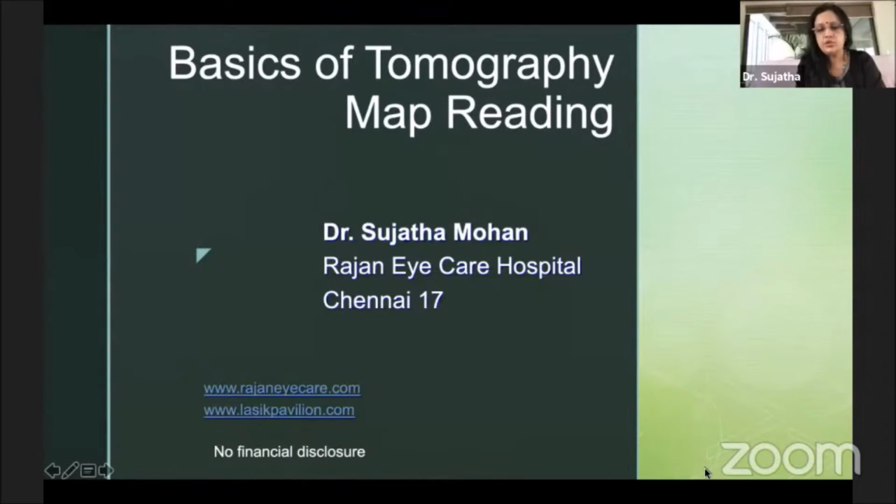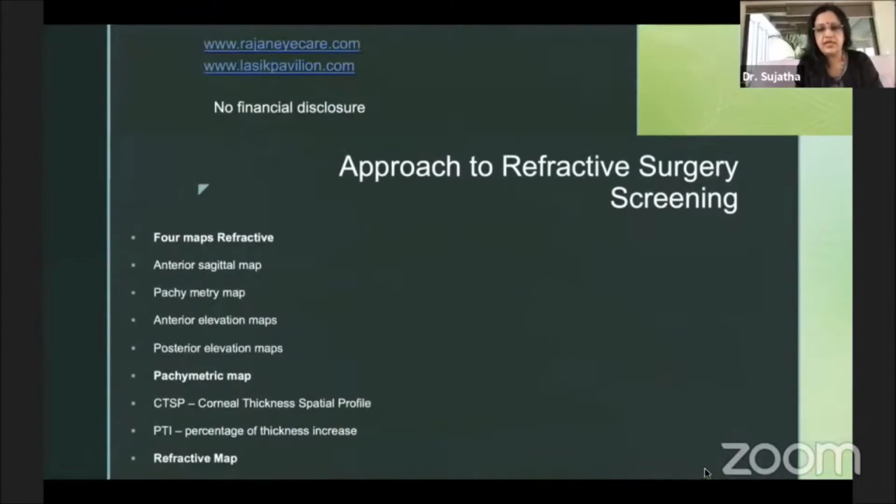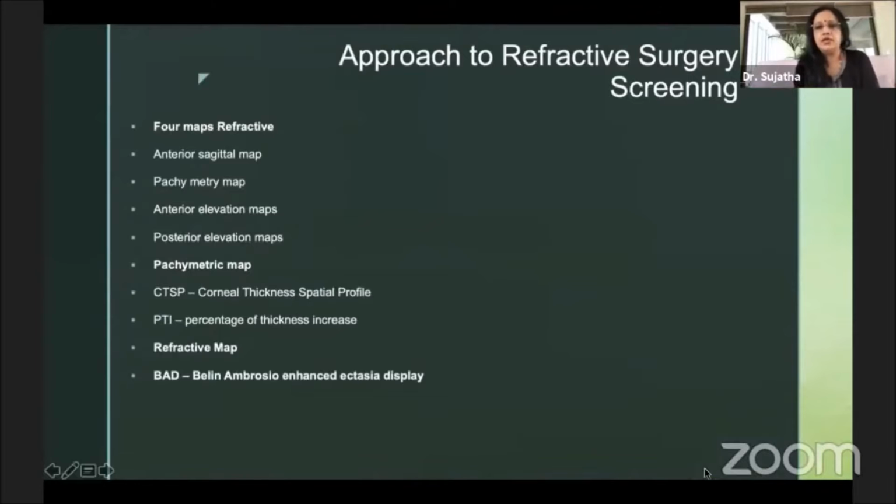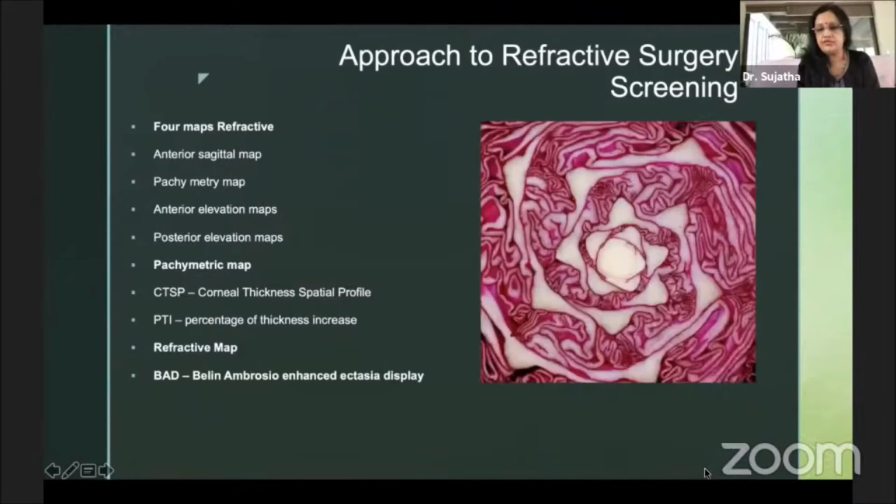So what is tomography? Just to have a difference between a topography and a tomography. Topography looks at the surface, whereas tomography looks at the cross-section of the different sections of the body that we're studying. When you approach a patient who needs refractive surgery, it's important that we decide on which maps we're going to follow and have a repetitive examination, so that your mind will start registering what is the right map and what is not good. It is just like looking at the cut surface of a cabbage.